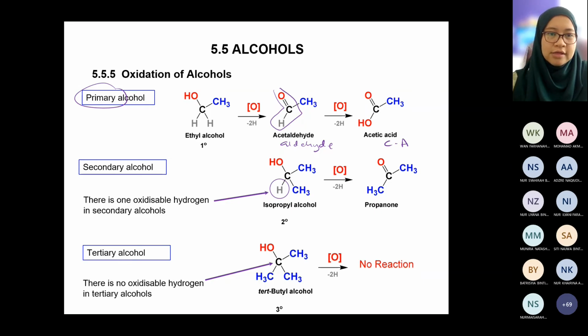Okay, secondary alcohol dia ada satu oxidizable hydrogen. Primary dia ada dua oxidizable hydrogen. Okay, so it still can be oxidized. So dia jadi ketone. Tertiary alcohol, on the other hand, there's no hydrogen attached to the carbon, so it cannot undergo oxidation. So there's nothing happen there.